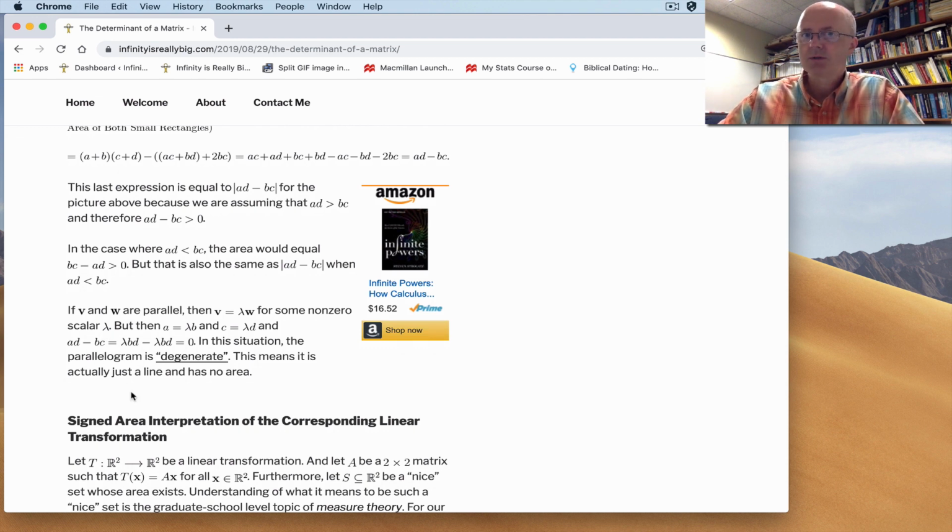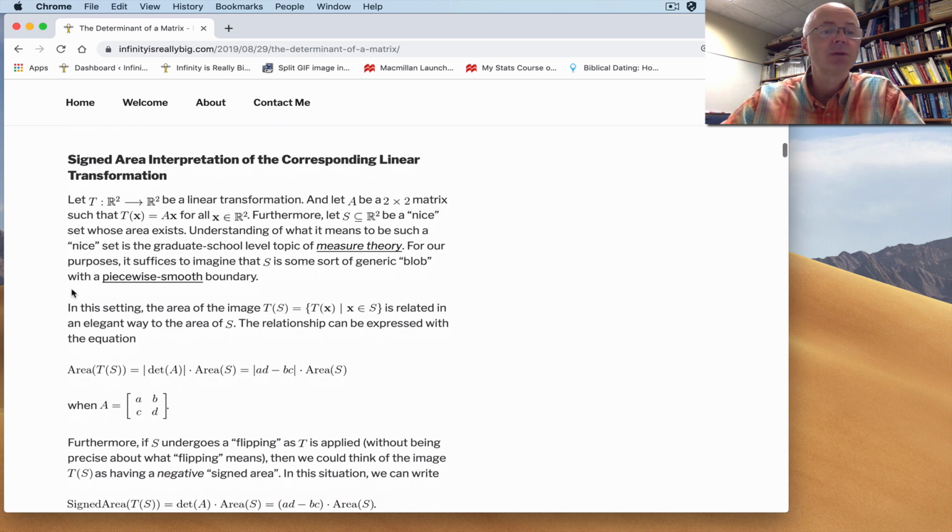You can think about this in terms of linear transformations as well. In Chapter 1 of my book here, I emphasize linear transformations a lot, as you know if you've been reading it. Consider a linear transformation, T, from R2 to itself, defined by the formula T of x equals A times x, where A is a 2 by 2 matrix.